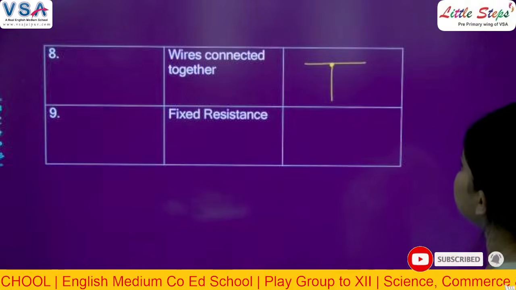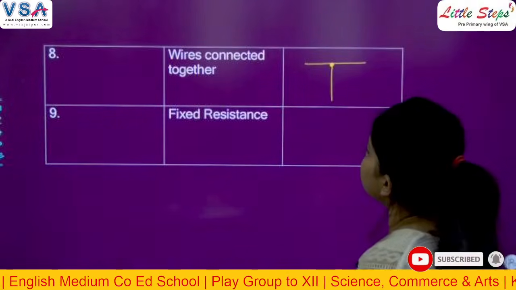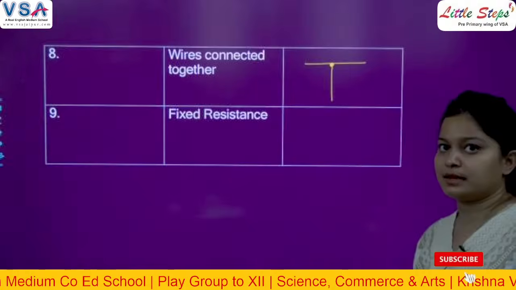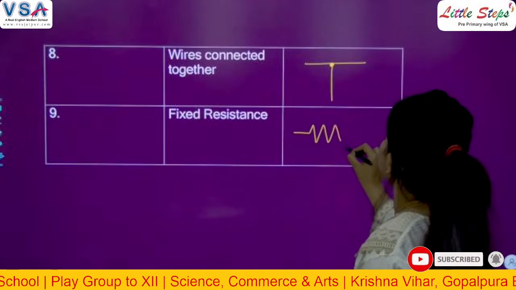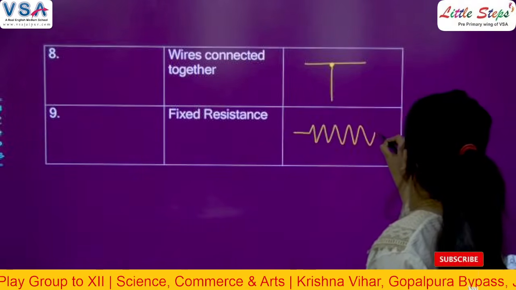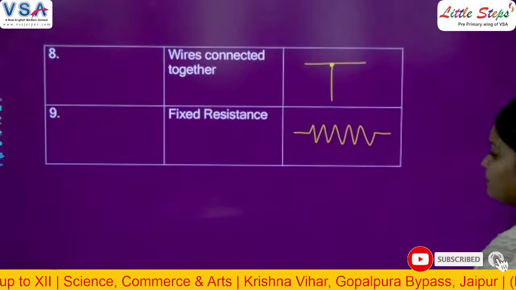Moving on to the next or last symbol. This is the last symbol, like a fixed resistance, the flow of electric charges. This is how we will draw resistance.